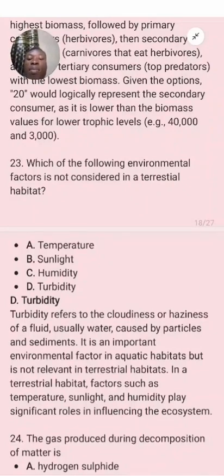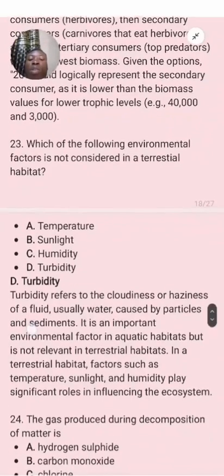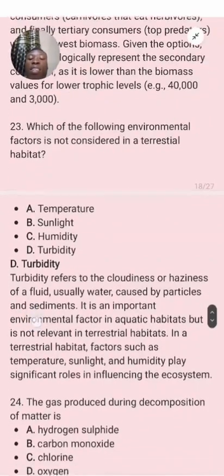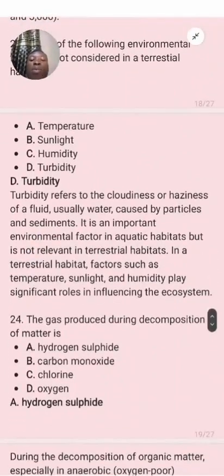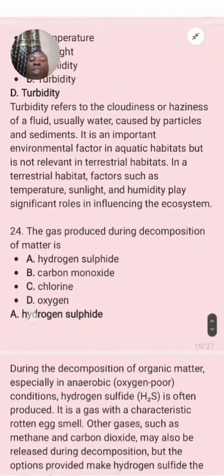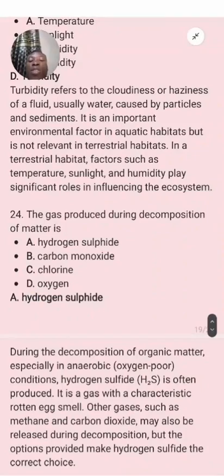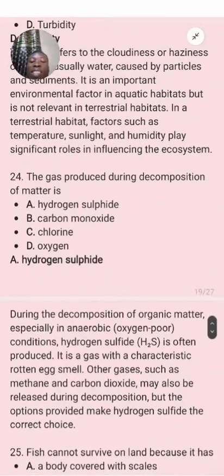The gas produced during decomposition of matter is dash. The gas produced during decomposition, so that is hydrogen sulfide, especially in anaerobic conditions. Hydrogen sulfide is often produced. It is the one that usually has this rotten egg smell.